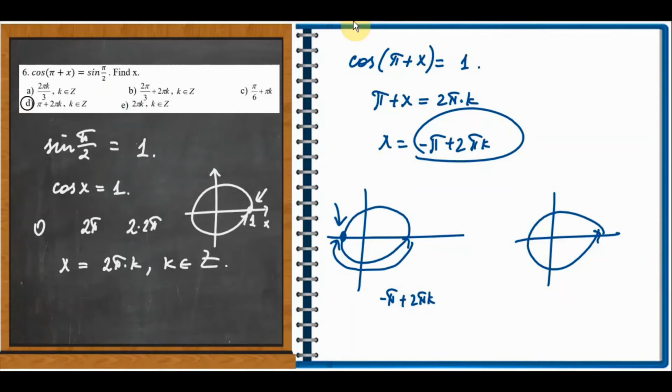What about pi plus 2 pi k? After a full turn, we must go on along the circle and along the semicircle, and we will also reach this point. Therefore, it doesn't matter if you choose negative pi plus 2 pi multiplied by k, or pi plus 2 pi multiplied by k. Therefore, the correct answer will be D.